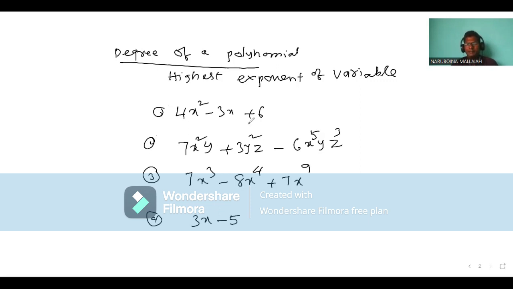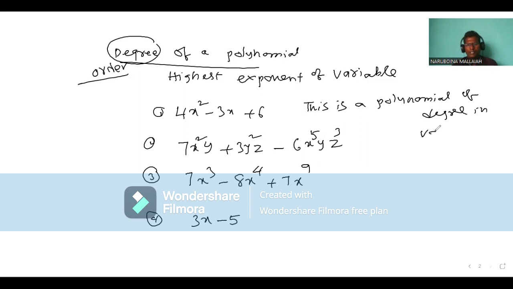See, 4x square minus 3x plus 6, it is a polynomial. To say its degree, or it is also known as order, degree and order both have the same meaning. Here, this expression has a variable x. So, this is a polynomial in variable x. We have to say it like this: this is a polynomial of degree 2 in variable x.